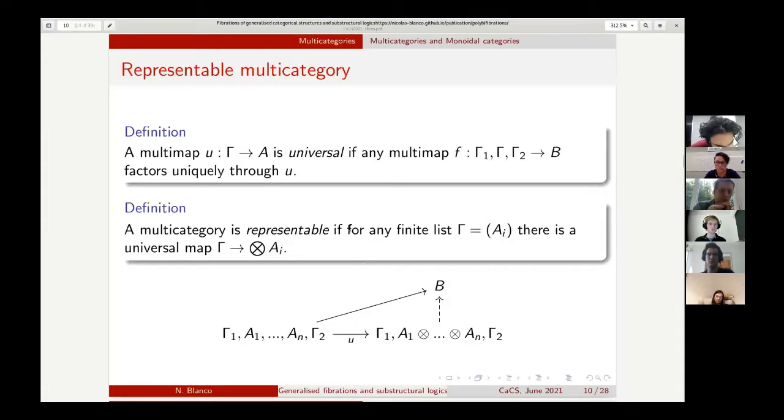And so a tensor product in a multi-category: given a finite list, the tensor product is an object that comes with a map into it, such that any map that has A1 through AN in the domain will uniquely factor through it. So this is exactly the same kind of universal property that we get for the tensor product of vector spaces.